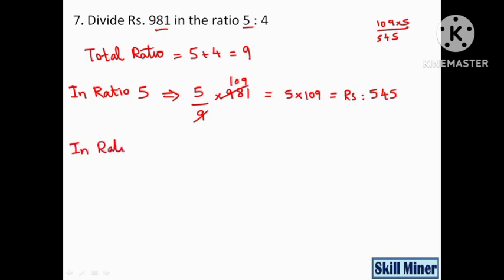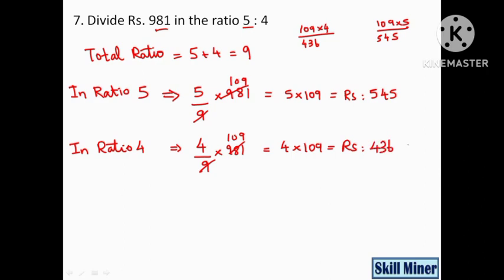In ratio 4, it is 4 divided by 9 into 981, 109, 4 into 109, which is equal to rupees 436, since 4 9s are 36. Once check, add these two: 545 plus 436, you will get the value 981.